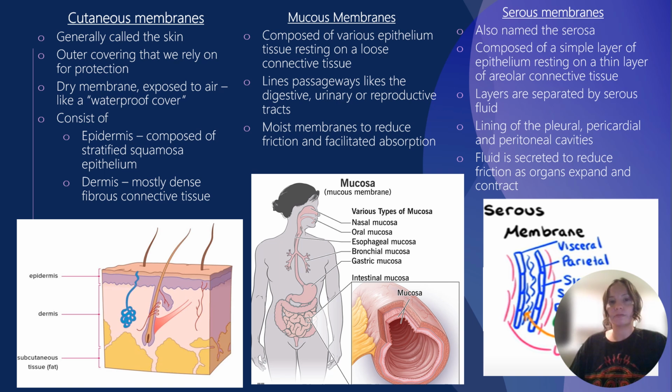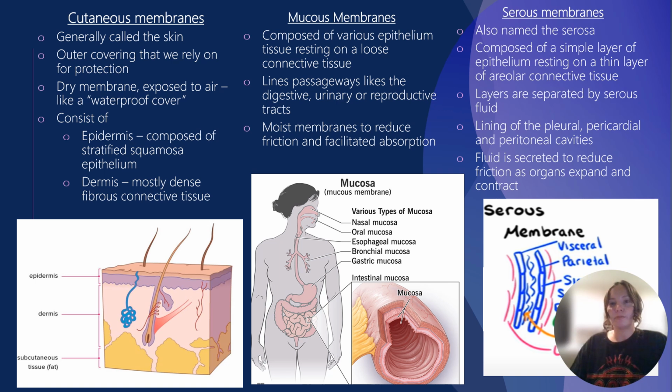connective tissue. Now we have mucous membranes. These are composed of various epithelial tissue resting on a loose connective tissue. These line passageways like the digestive, urinary, or reproductive tract. These are moist membranes and they reduce friction and facilitate absorption.